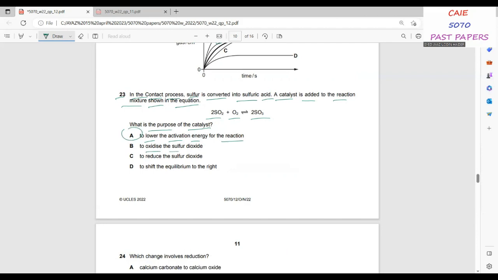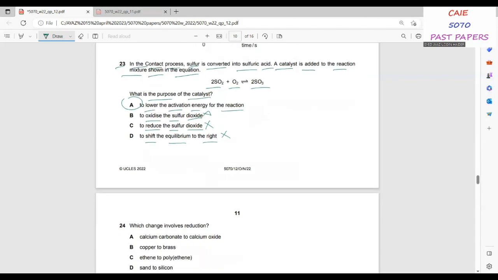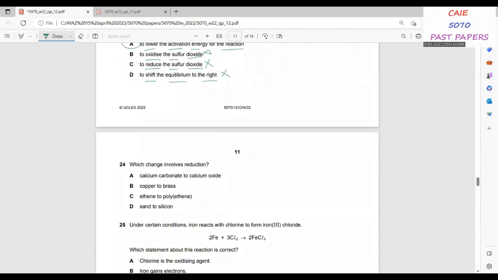The other choices are incorrect. To oxidize the sulfur dioxide, this is wrong. C, to reduce the sulfur dioxide, this is again wrong. D, to shift the equilibrium to the right hand side, wrong, because a catalyst increases the rate of reaction in both directions, which means the net effect will be 0.